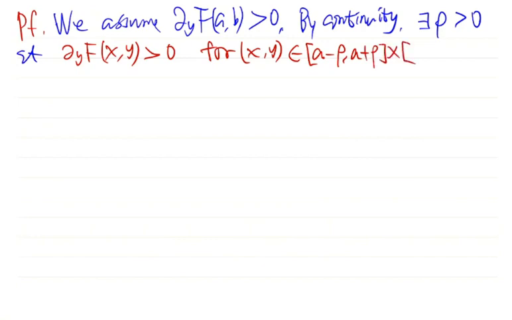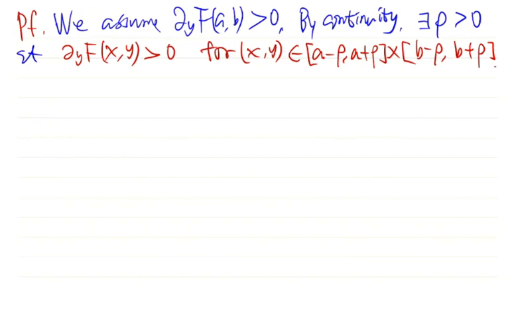If rho is small, the points in this rectangle are close to (a, b). This rectangle is centered at (a, b). Actually, this is a square, and the length of the side of the square is 2 rho. So the square is small, and the points in it are close to the center, that is (a, b). Because the partial derivative is positive at (a, b), it is positive at nearby points. So we have such a rho.